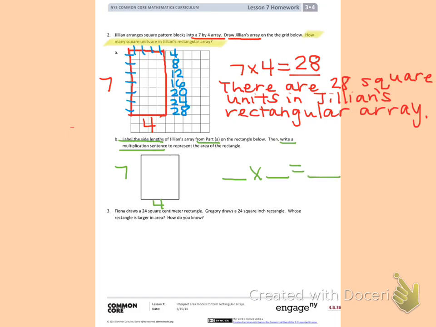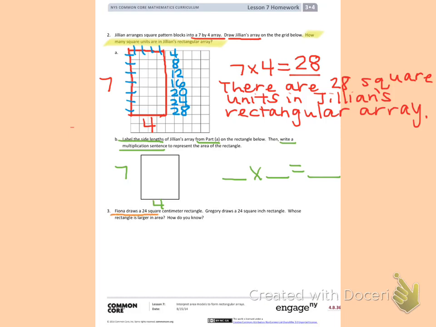Item 3. Fiona draws a 24 square centimeter rectangle. Gregory draws a 24 square inch rectangle. Whose rectangle is larger in area? How do you know? Let's underline the important details.